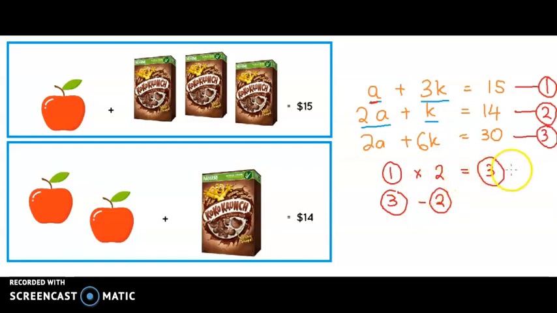These two steps here are not as important as the steps below it. So 2A minus 2A. Why? Because it's equation 3 minus equation 2. 2A minus 2A is nothing. Okay, leave it. 6K minus K. 6 Cocoa Crunch minus 1 Cocoa Crunch will give you only 5 Cocoa Crunch. Alright, so 30 minus 14 is 16.